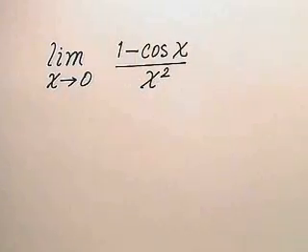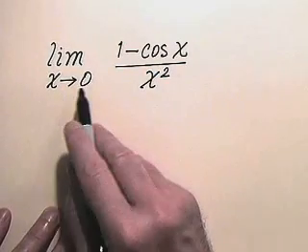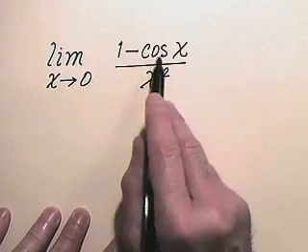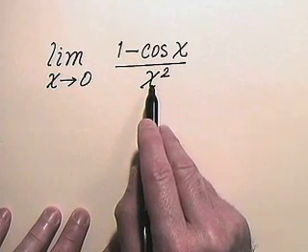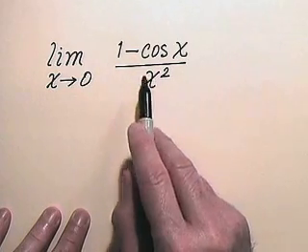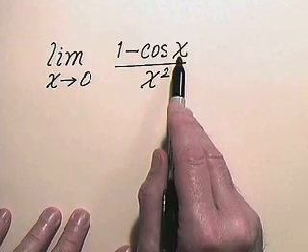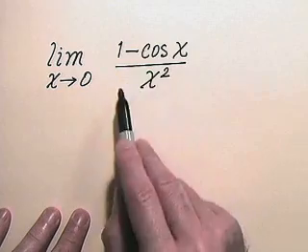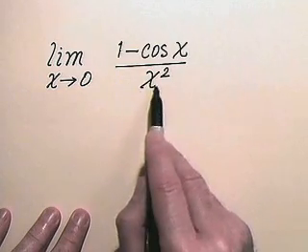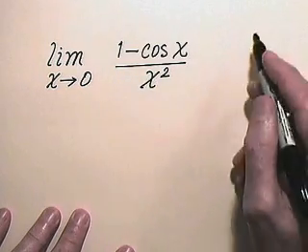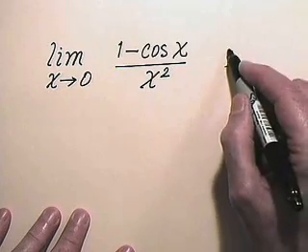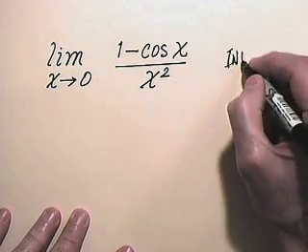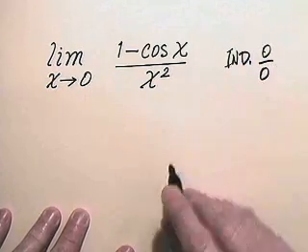Let's look at a problem where L'Hopital's rule will really save us some work. Here in this problem, I want to compute the limit as x approaches 0 of the quantity 1 minus cosine x divided by x squared. Notice as x goes to 0, cosine of x goes to cosine 0, which is 1, and 1 minus 1 is 0. On the other hand, obviously, as x goes to 0, x squared goes to 0, and so this is an indeterminate form. Let me just write this. Indeterminate form, 0 over 0.